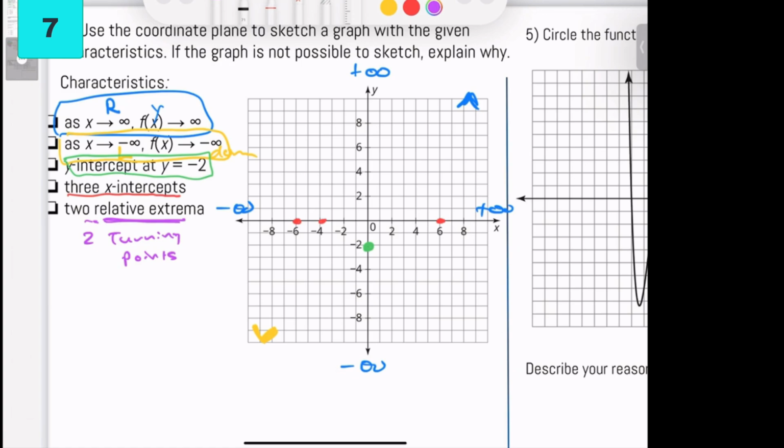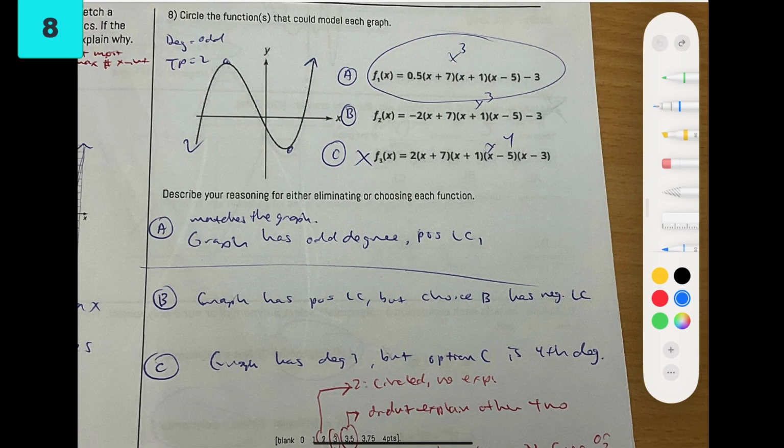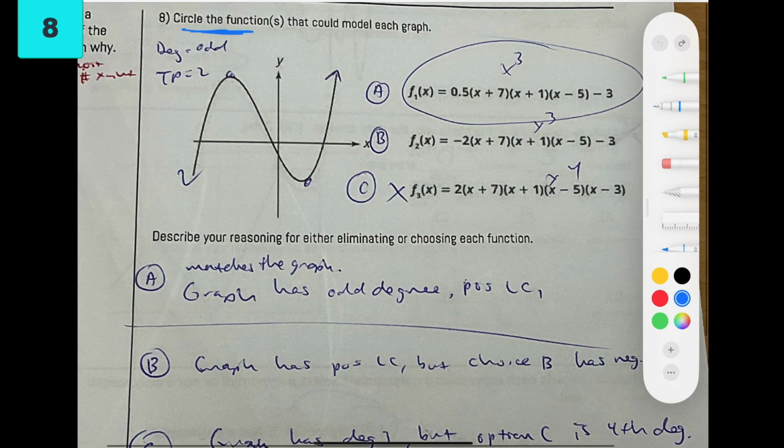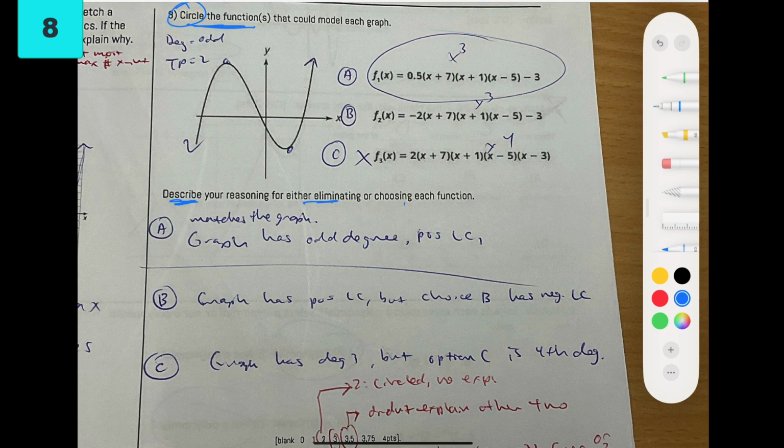Okay, so let's see if we can get 2 turning points, and if not, we might have to do some erasing. I'm going to go left to right. Okay, so I have 1 turning point and possibly that one. That's my second turning point. So I think we can get that one. That one works, right? All right, question number 8 tells you to circle the functions. Which one is the correct answer? After you circle it, then you have to describe both eliminating and choosing.